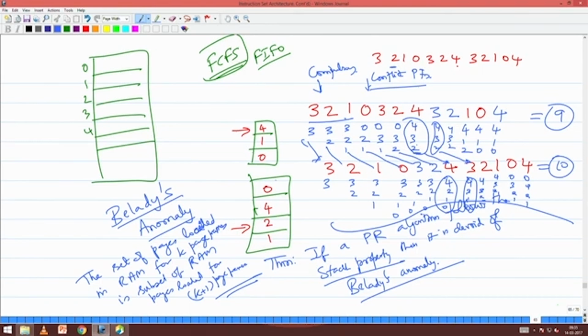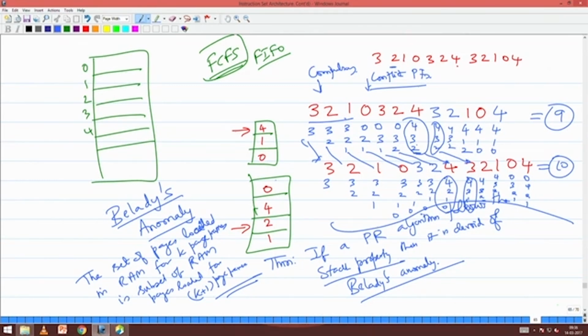Now can we go and prove Belady's anomaly? Can you prove this statement, that if a page replacement algorithm follows the stack property, that means the set of pages loaded in RAM for k page frames is a subset of the RAM pages loaded for k plus 1 page frames, then it is devoid of Belady's anomaly. Can we prove this? What is the shortest way of proving this?